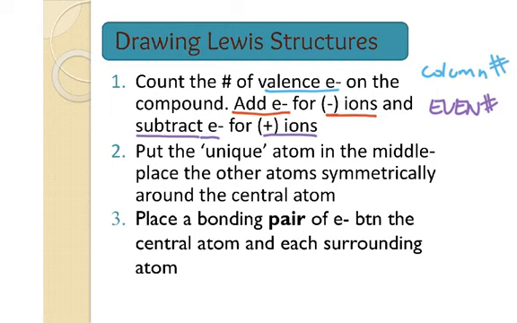In step 2, we're going to put the unique atom in the middle. The unique atom just means the one that you only have one of, typically. It goes into the middle. The other atoms will be placed symmetrically around the outside. In number 3, we're going to start using those electron pairs from our first count in step 1. And the first pairs are always put between the central atom, which is the unique atom, and the surrounding atoms.